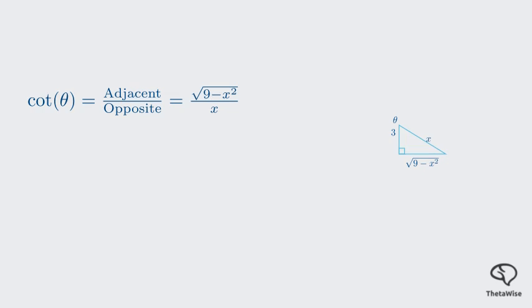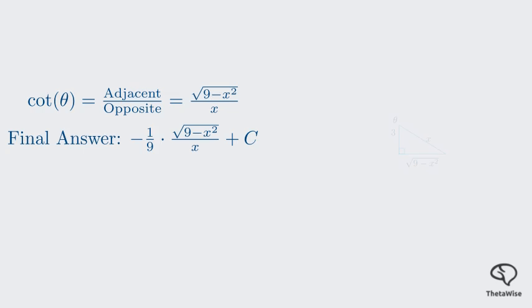Substituting this back into our answer gives the final result. The final answer is negative 1/9 times the square root of 9 minus x squared, all over x, plus c. Trigonometric substitution is a powerful tool for integrals involving these specific quadratic forms.